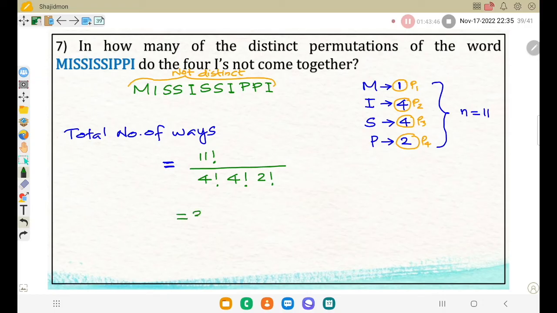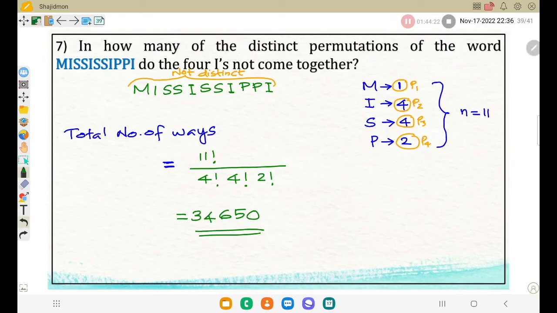You will get 34650 totally. 34650, correct? So this is the first idea. Total number of arrangements of Mississippi. That word, how many ways can we arrange? 34650. Now coming to the question. What is the question actually? How many distinct permutations can be created where all 4 I's do not come together? All the 4 I's will not be together. How many ways can we arrange? That is the question. All I's should not be together.